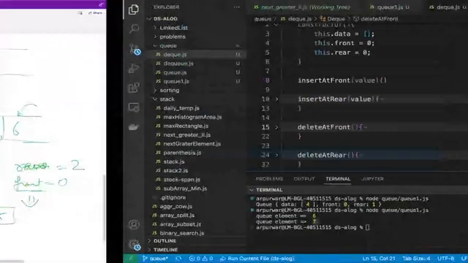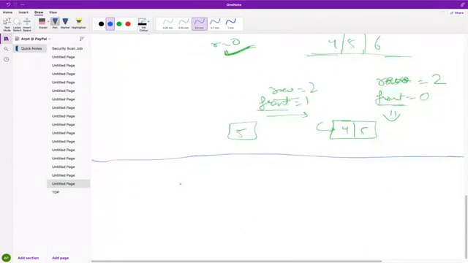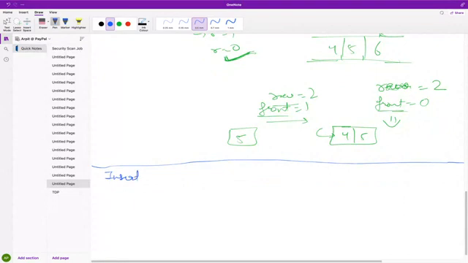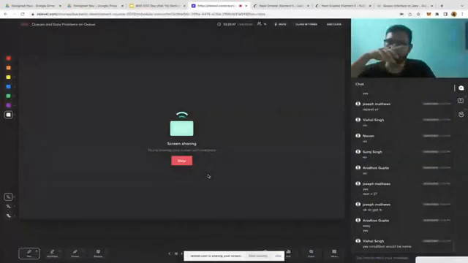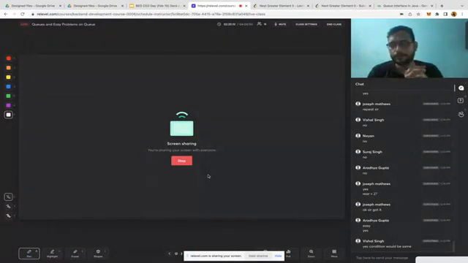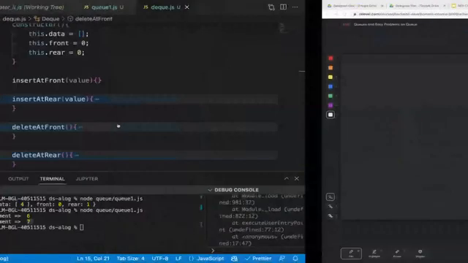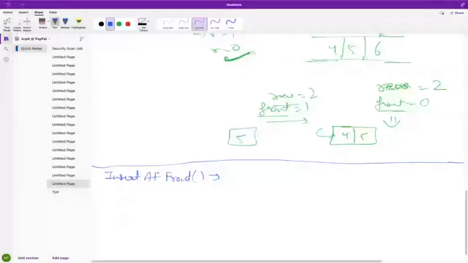Insert at front. So guys, insert at front has three scenarios. Let me show you. Insert at front has three scenarios. Can you guess what the three scenarios are? What could be the three scenarios while we are trying to insert from the front? Anyone? Just think about it. Okay, first, empty. That's right. If our queue is empty, that is the first scenario.